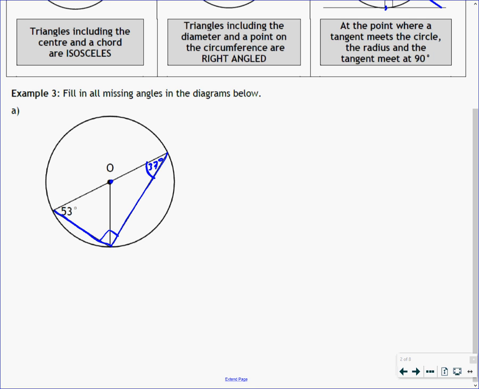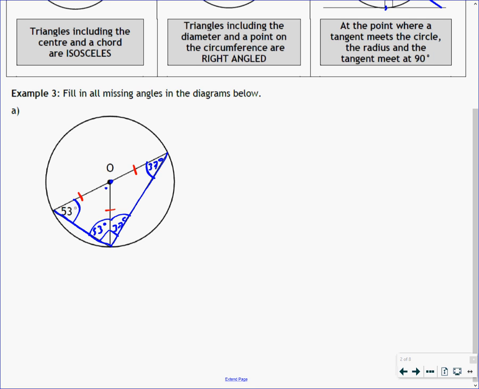Now remember what I said, radiuses are always the same going around the circle, and when you've got radiuses joined end to end, they make an isosceles triangle. So these triangles are actually isosceles. So that means that if that's 37 there, this will be 37 degrees here. If this is 53 degrees, this will be 53 degrees here as well.